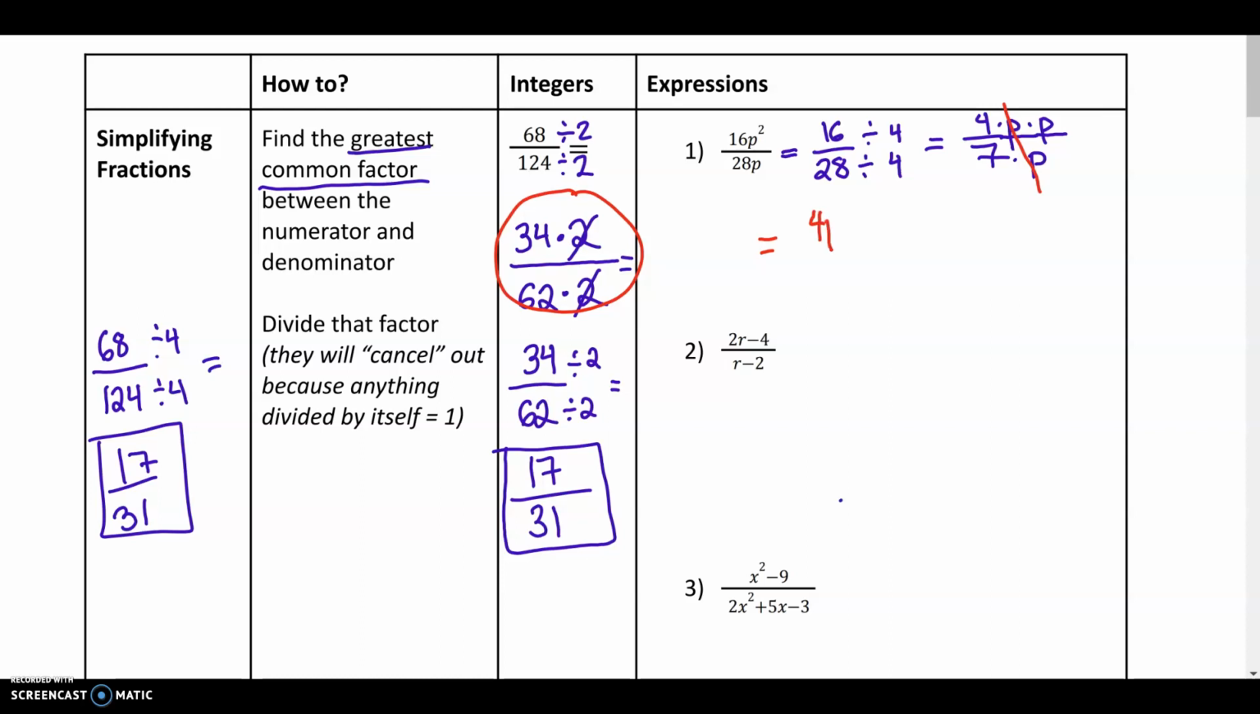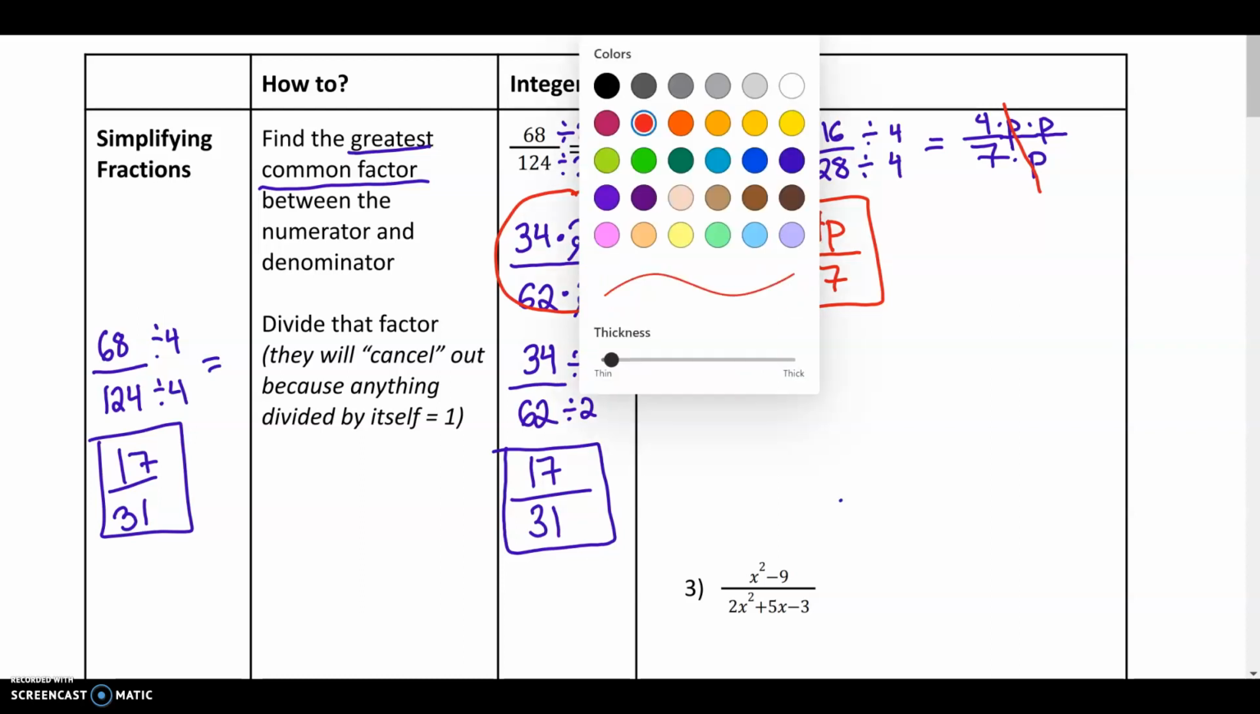But by canceling, I mean you're actually just dividing them. And when you cancel that factor of p, in the numerator, you just have 4 and 1 p left. In the denominator, there are no more p's, there's just a 7. And you've simplified that rational expression the same way you simplify numbers. Let's look at number 2 to bring up some more examples here.